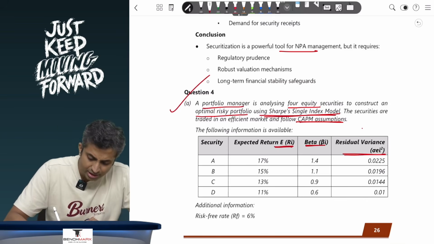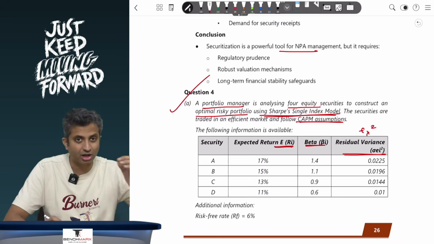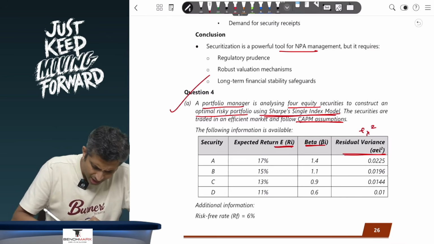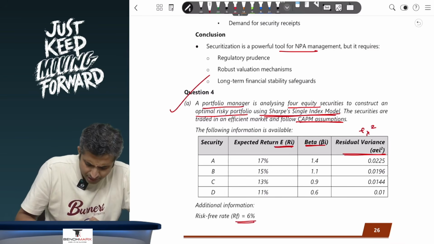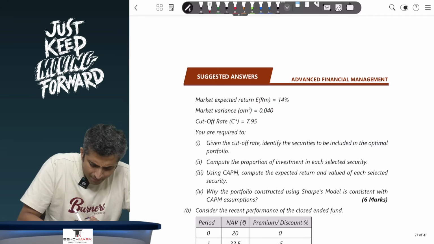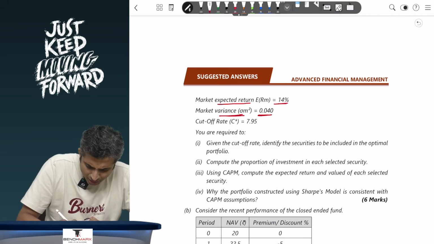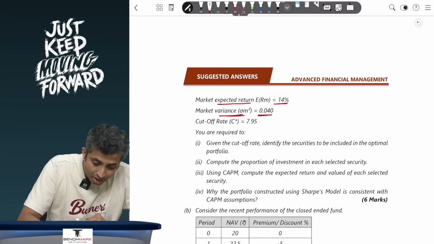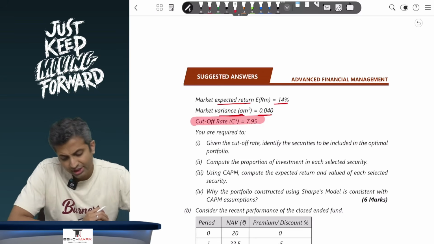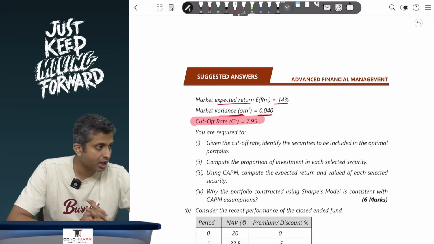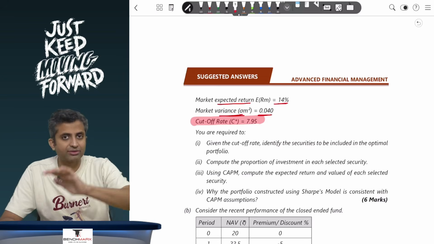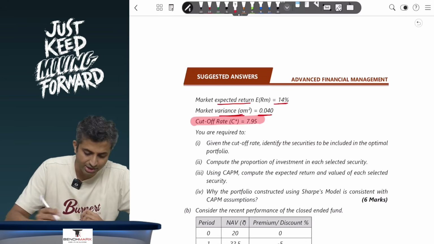Now, honestly, using this data, you can sit and find the cutoff point for each security and do the working. However, there is additional information: a risk-free rate of 6%. Market expected return is 14%. Market variance is given as 0.040. This is given in decimal, so you will take that. And the cutoff rate is 7.95. This is given to you. This is something important. This is usually to be calculated, but in this case, if it is given, you will have to accept it and solve accordingly.